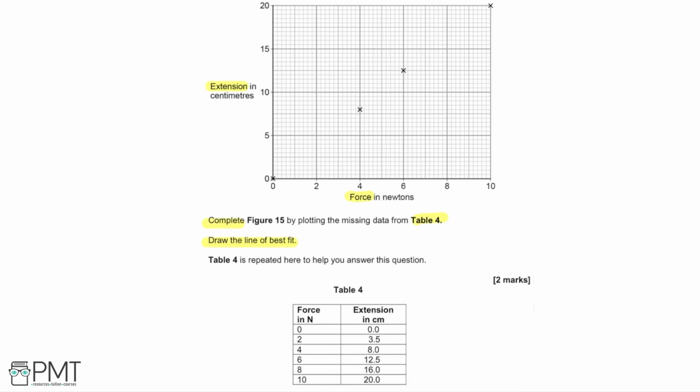So obviously here we can see that we have extension on the y-axis, and then extension is in this column of the graph. So this column of the graph is going to be plotted on the y-axis. And then we have force on the x-axis, so this column is going to be plotted on the x-axis.